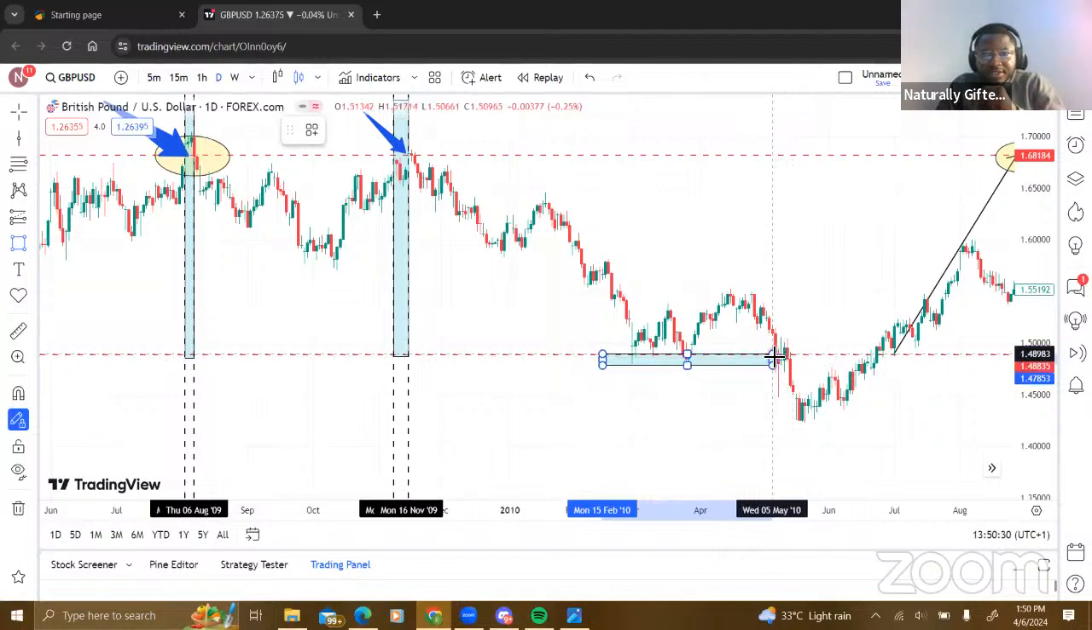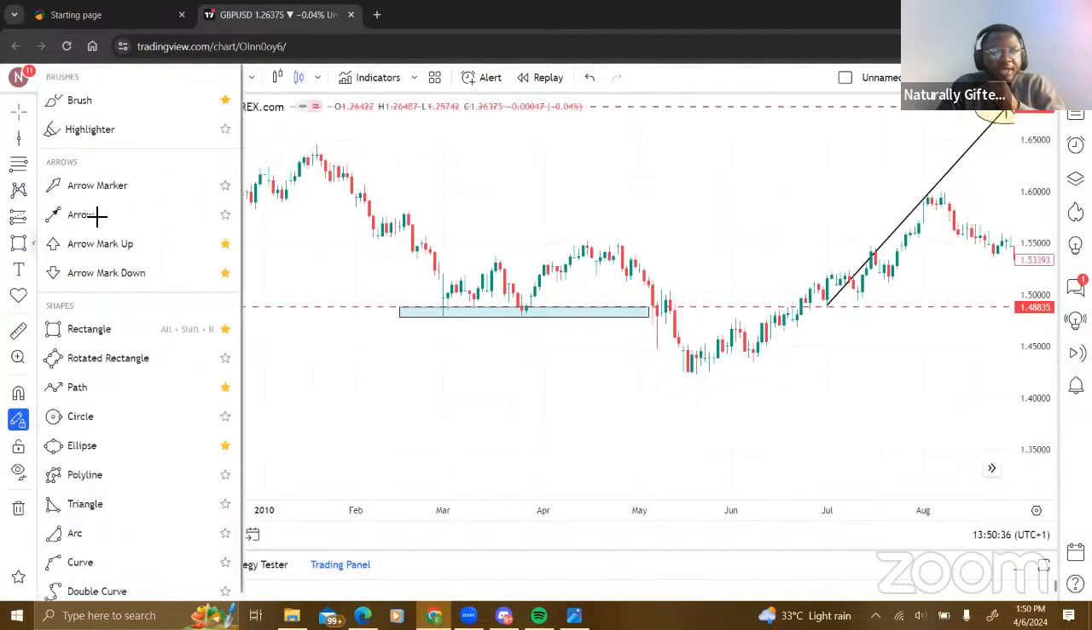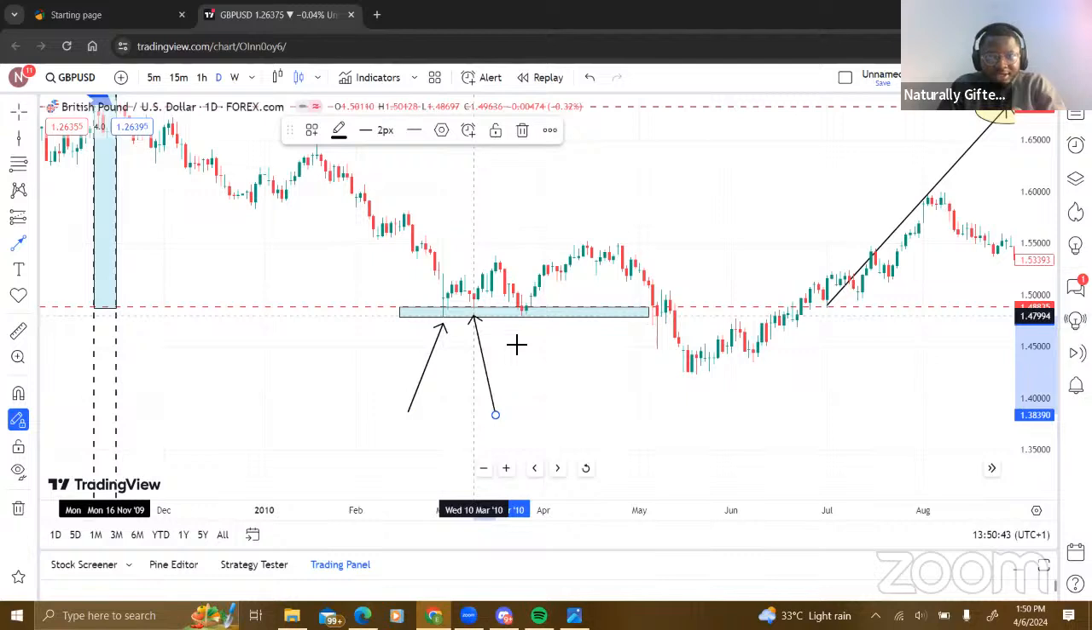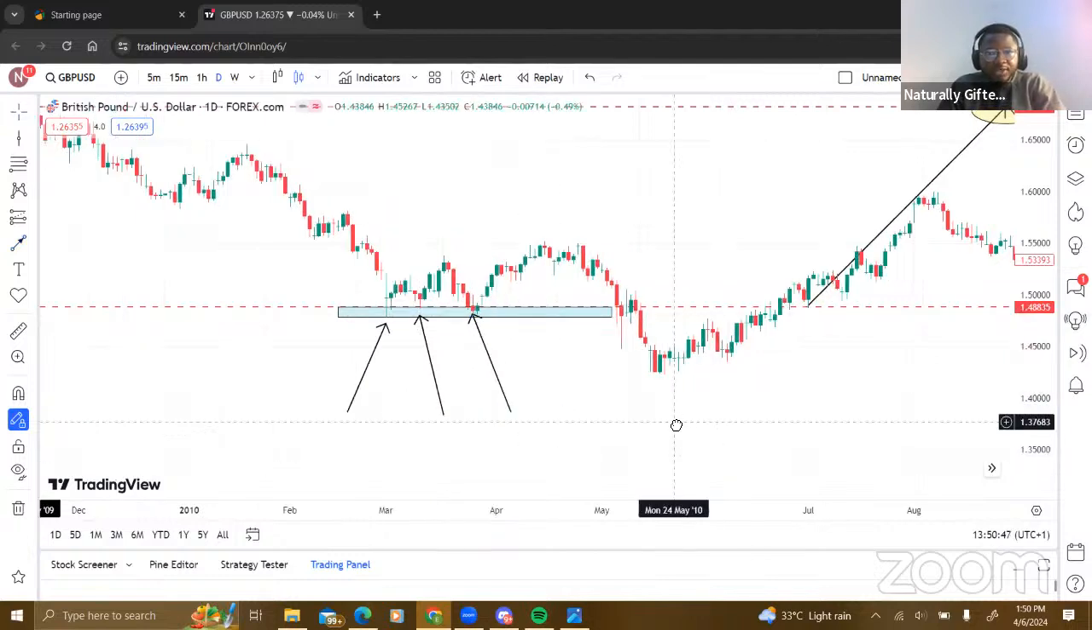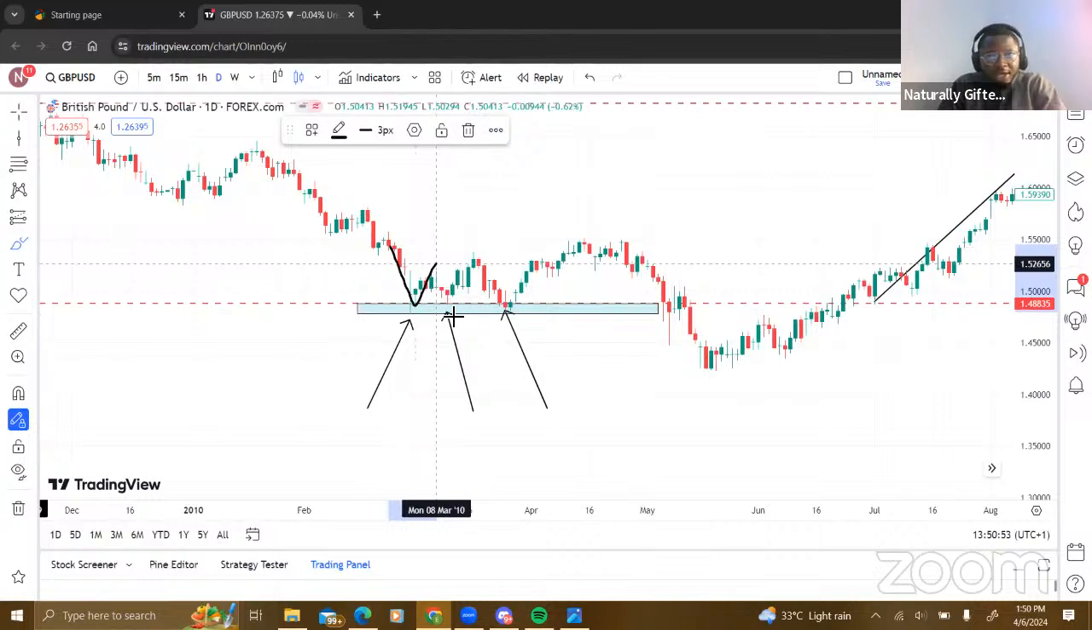This is a reversal zone here because guess what? Price came in here in the month of March 2010. Came back here the same March, came back here the month of April. Did you see that? So you see how price came down here, moved up, came down here, moved up, came down here, moved up.